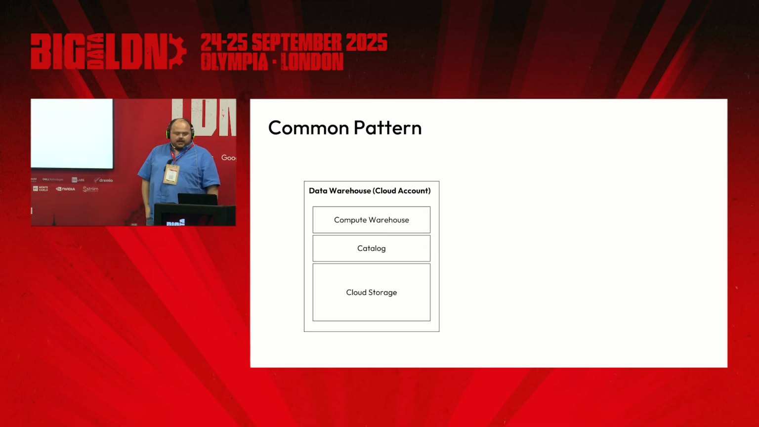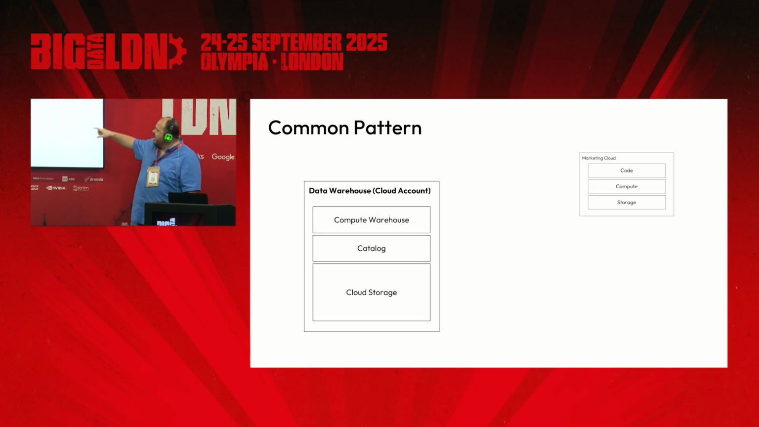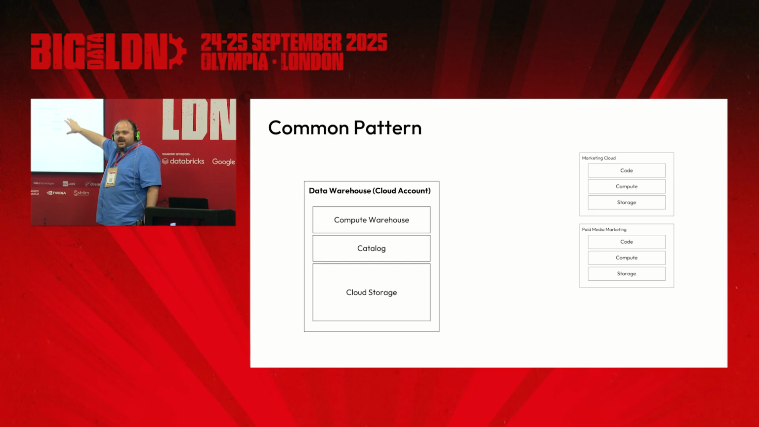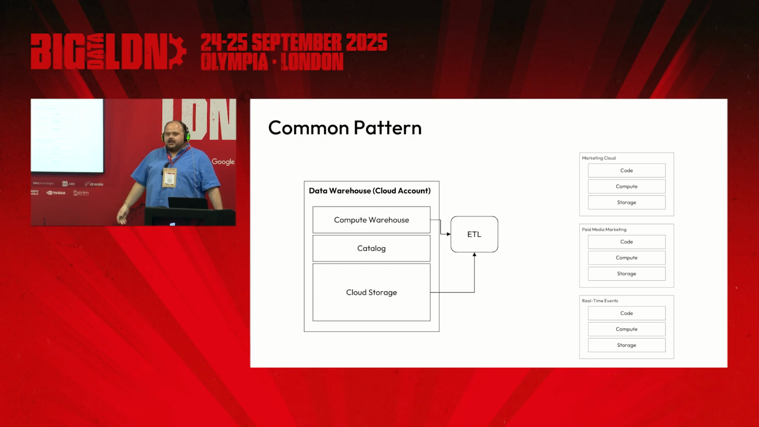So, a very common pattern that I think most of you will be familiar with is if you have your data warehouse today, each of the applications you use have this general pattern in it. So you might have a marketing cloud, and it has its own storage, its own compute, its own code. You might have a paid media marketing solution, same difference. You might have a real-time event thing that's very focused around moving events around and has its own storage, its own compute, etc. And then what you do is you write the dreaded ETL, which is extract, transform, load.